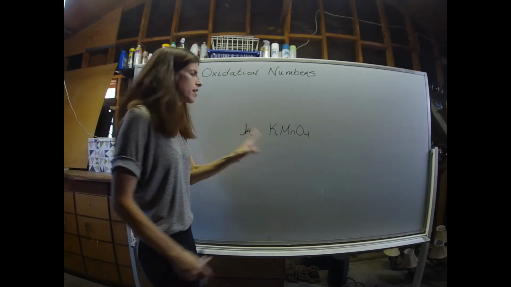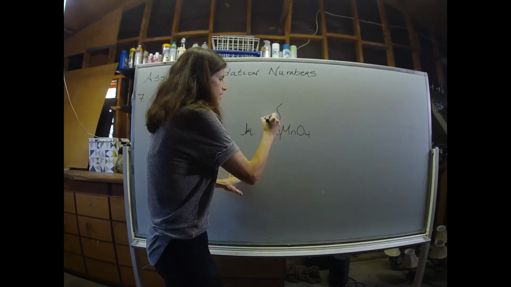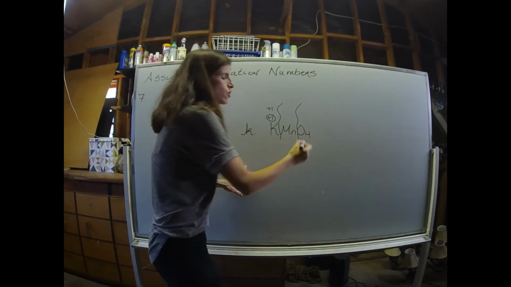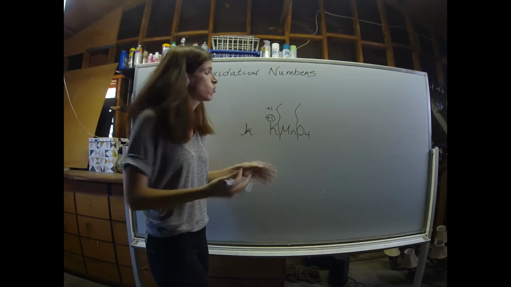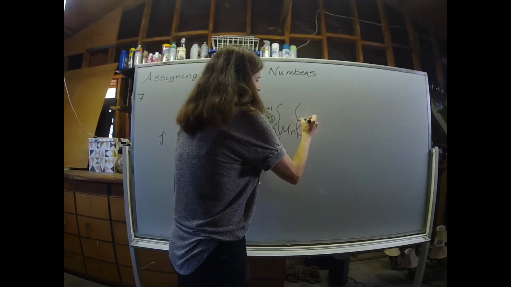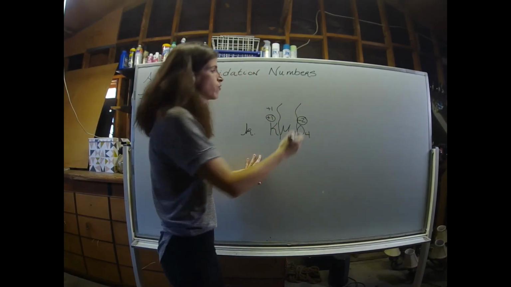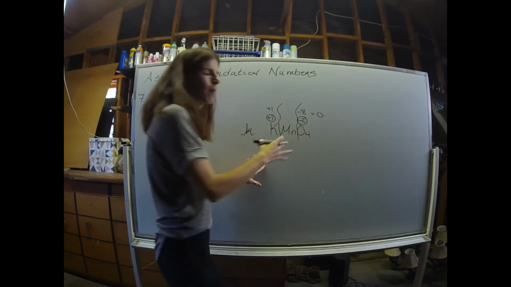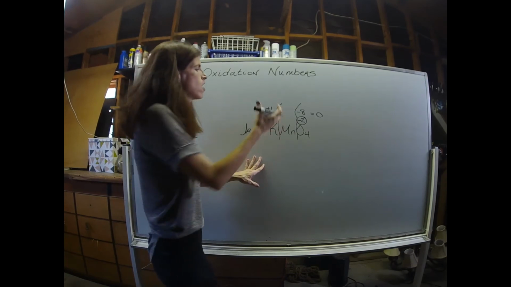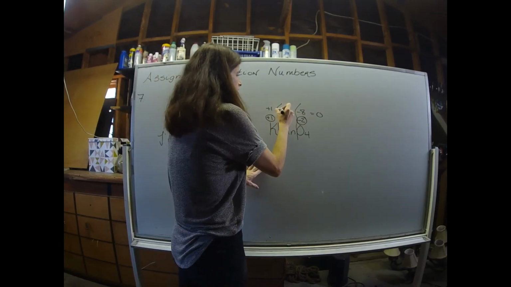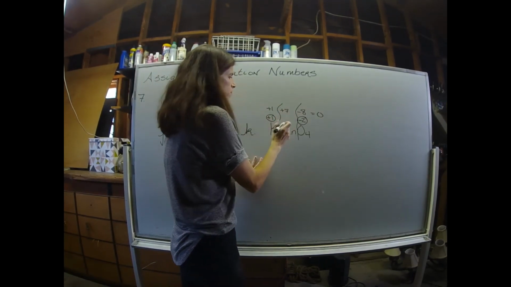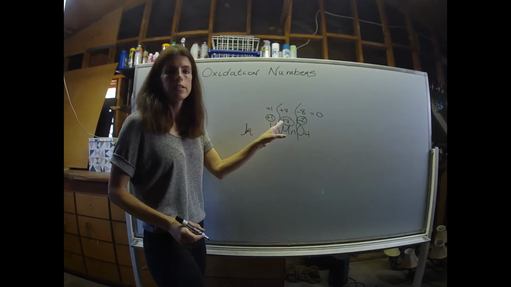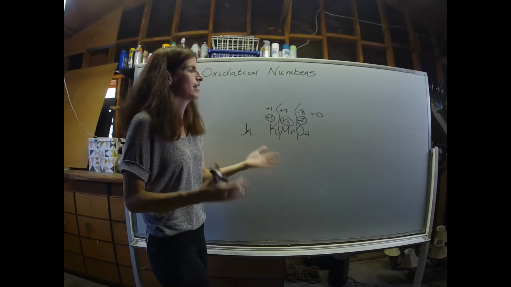On the next example, I'm going to do a +1 on my potassium. And I'll do a -2 on the individual oxygens. -2 times 4 gives me a -8. This is a neutral compound. Everything has to add up to 0. So I'm going to do a +7 on the manganese. +1 + 7 minus 8 equals 0.